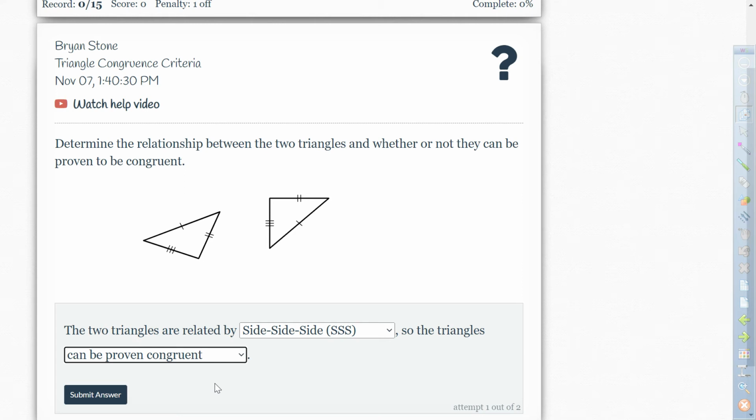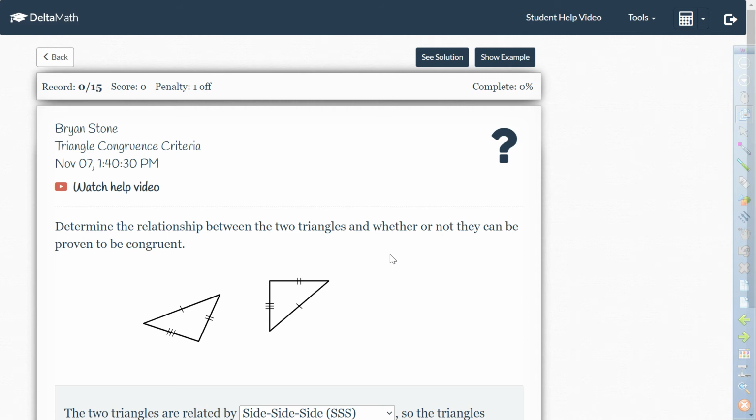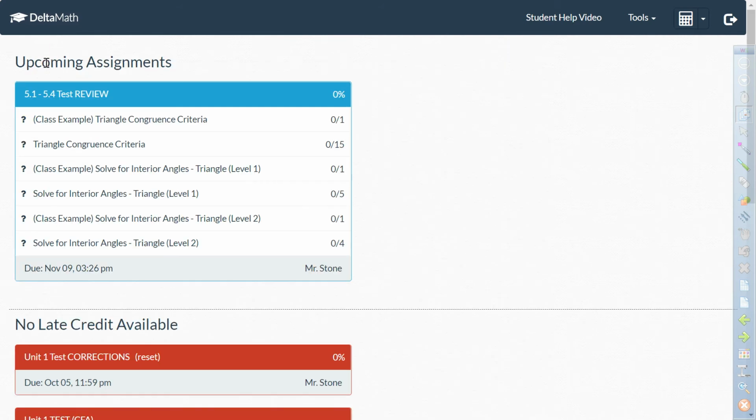Again, be careful with these. Some of them are tricky, but talk to us if you put in your answer. If it says you're wrong, it's going to give you a second chance. That's a really good time to call me over. If you want to pause the video, go ahead and try those out. Next, we're moving into solving for interior angles. Go ahead and check out this class example.